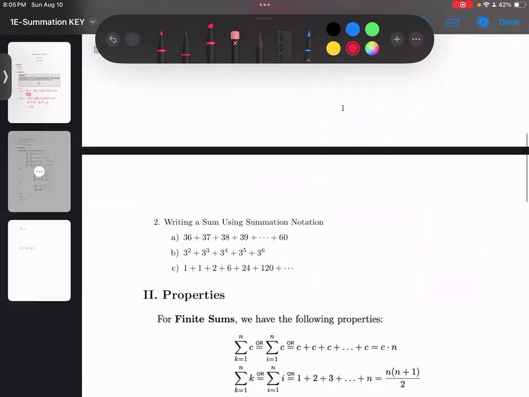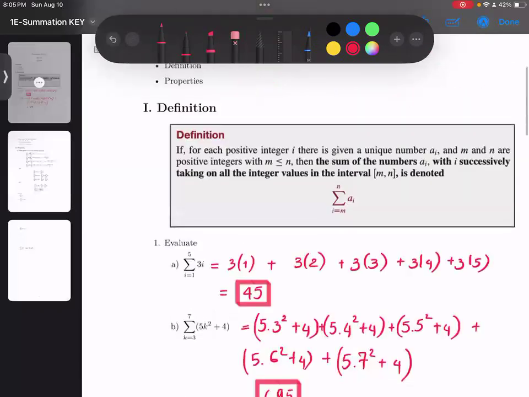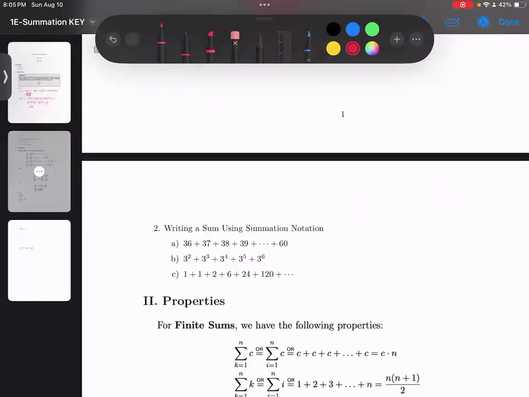Now, number 2 is kind of like reverse engineering. They give you a sum and then you turn it into a summation notation. So here, this one, my first value was 36, and my last value is 60. And the way the series goes, it looks like it's bumped up 1 unit at a time. So 36 plus 37, 38, 39 plus 40, etc., all the way to 60. So I can write it.